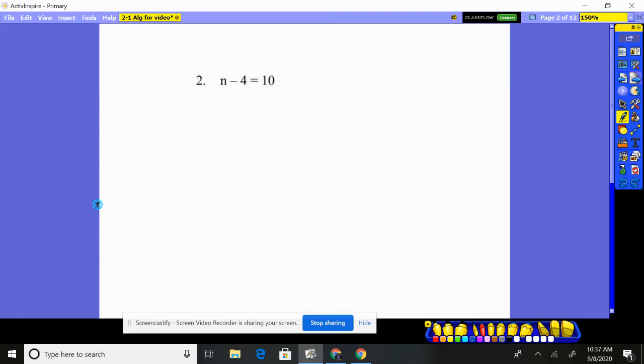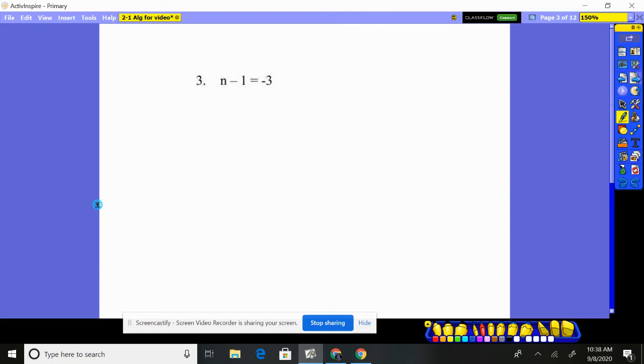Number 2, n minus 4 equals 10. We want n by itself, so we need to undo that subtracting 4. So we're going to add 4 to both sides. That'll go away here. We have n equals 14. And we know 14 minus 4 equals 10. Again, we can see the answers, but we want to make sure that we show our work because the process is what this is all about.